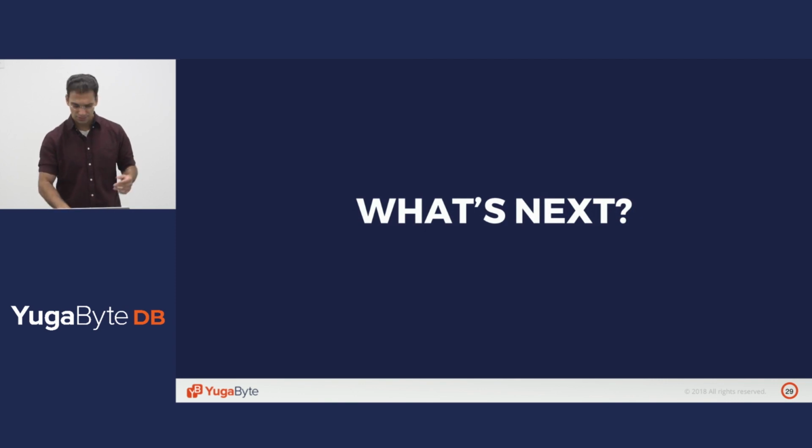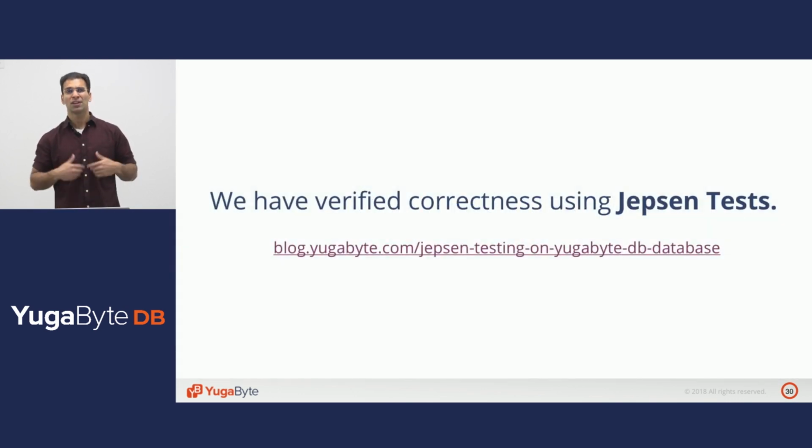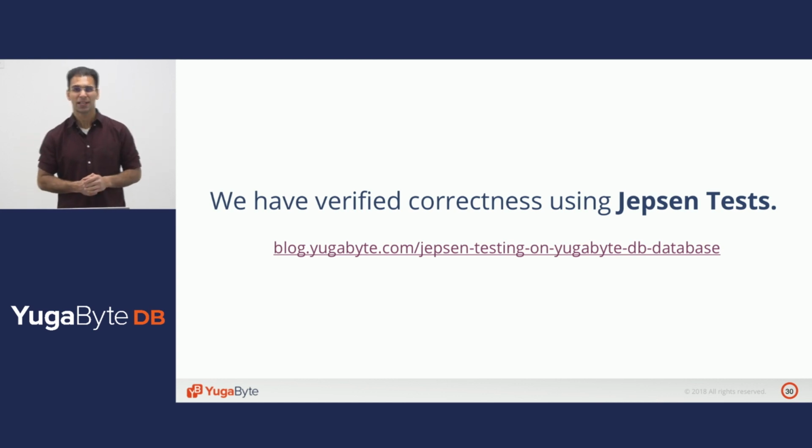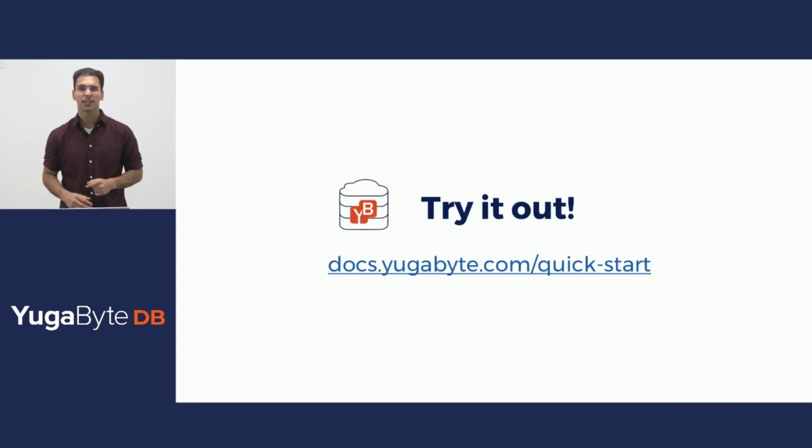Quick call out on what's next. We have verified our distributed transactions using Jepsen. Our blog post just went live recently. Take a look at it and see how we ensure that our transactions are absolutely ACID compliant. And finally, if you want to try it out, you can always go to the quick start guide and just install and do whatever I did from the documentation.